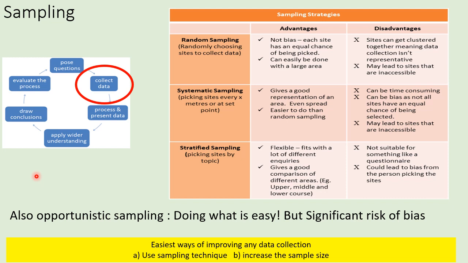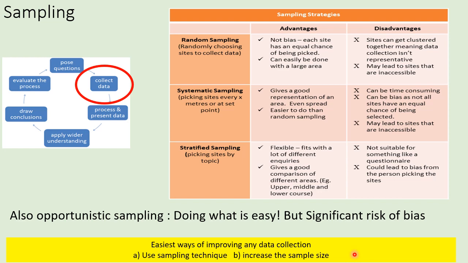Now, two things. If you get a question about improving any data collection, use a sampling technique, systematic sampling, to make sure you've got an even spread and to reduce the risk of bias. And the other thing, which is nearly always the correct answer, is to increase the sample size. The bigger the sample size, the more representative it is, the lower the risk of it being an unrepresentative sample.